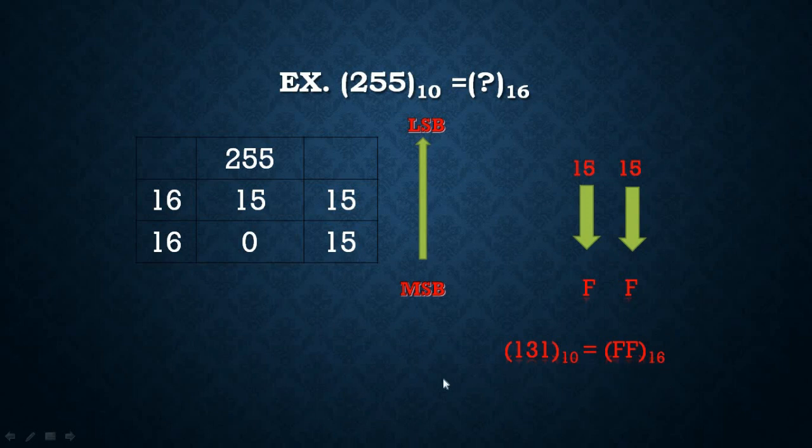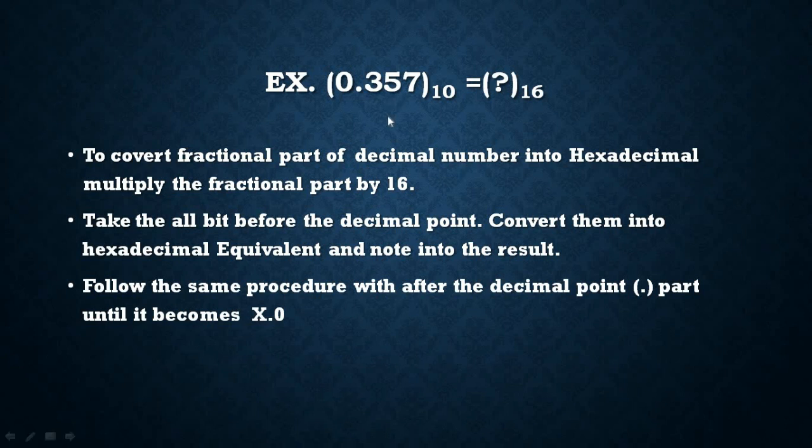Now we focus on how to convert a fractional decimal number into the hexadecimal number system. Here we consider the example 0.357 to the base 10 and convert it into a hexadecimal number. We follow the same steps. To convert the fractional part of a decimal number into hexadecimal, multiply the fractional part by 16.